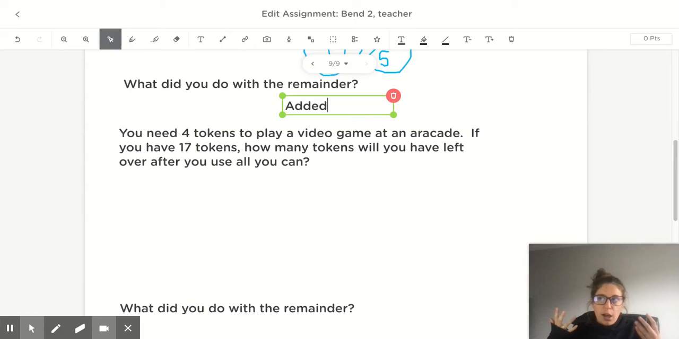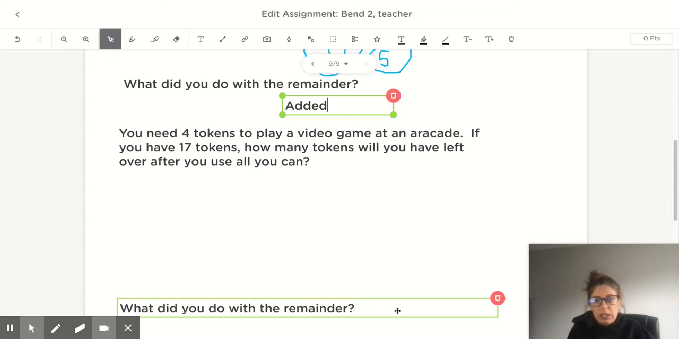And then another thing we can do with remainders is sometimes a question is going to ask you about the remainder as your answer. So your answer is actually the remainder. So let's think about this one. You need 4 tokens to play a video game at the arcade. If you have 17 tokens, how many tokens will you have left after you used all you can?